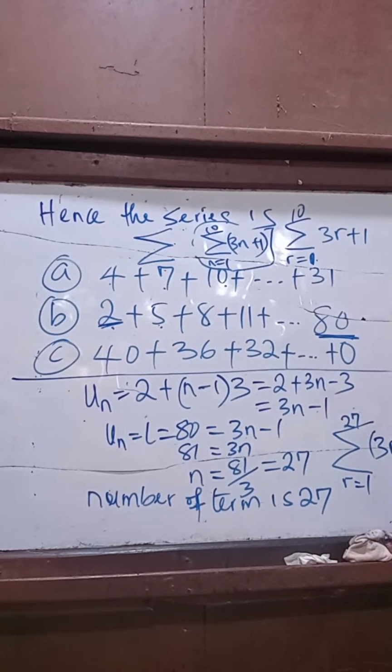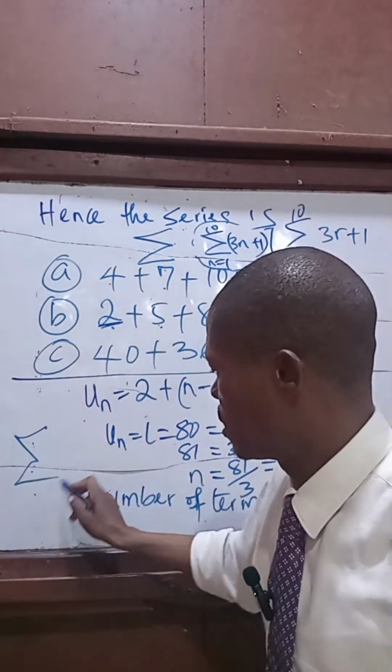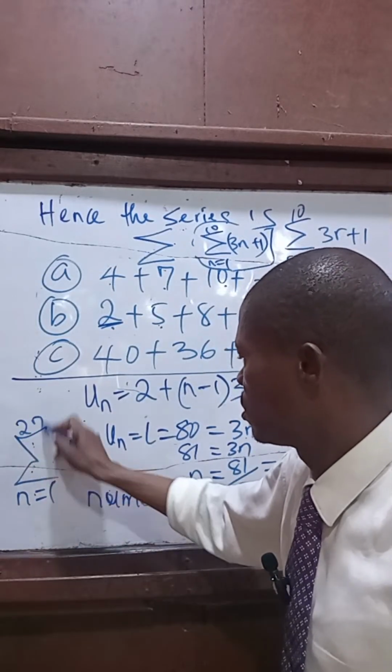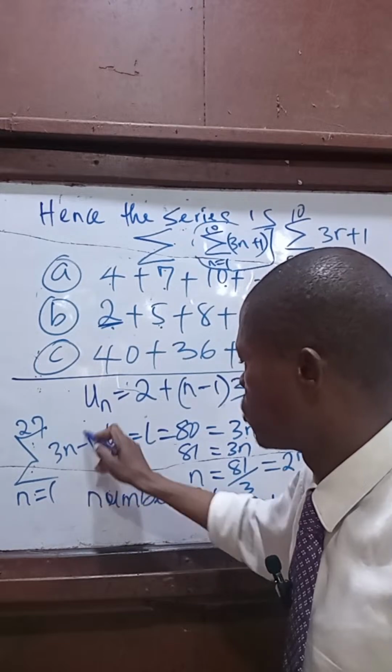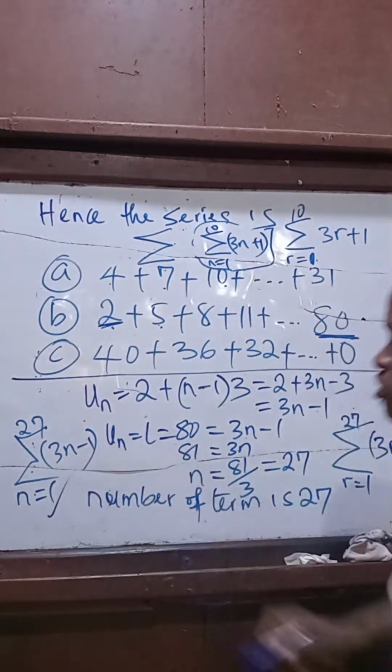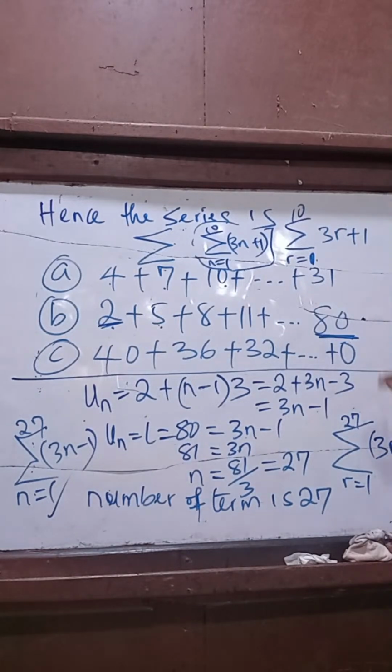Okay, or you use n. If you use n, that will be sigma r, n starting from 1 to 27, of 3n minus 1. The choice is yours. Okay, the last one, do that and put the answer in the comment section.